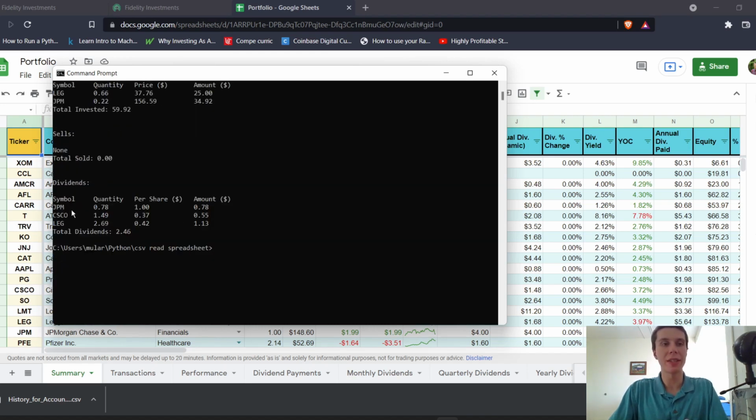And then we got dividends from 4 companies. JP Morgan, we got 78 cents from them. Cisco, we got 55 cents. And Leggett and Platt, $1.13, for a total of $2.46 in dividends this month.